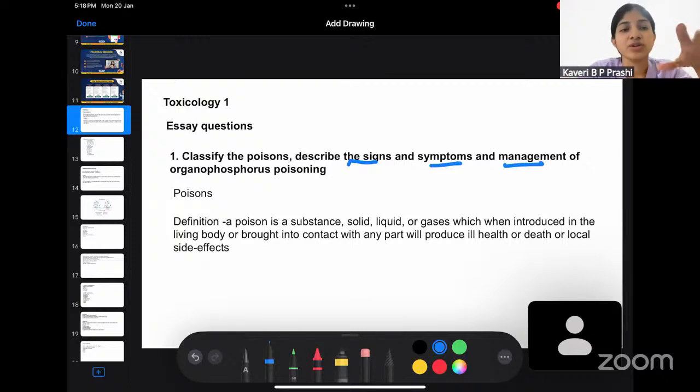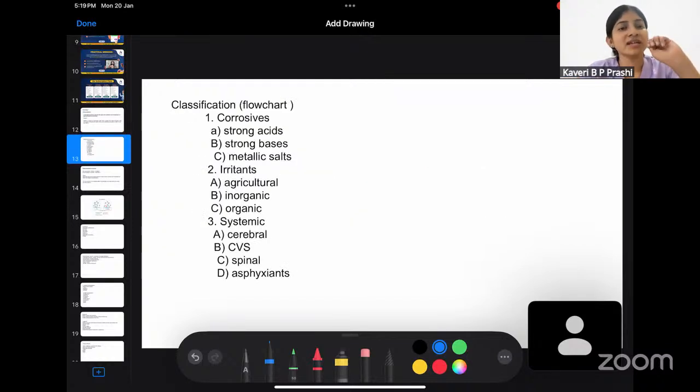Now, firstly, they're asking you about poisons. Even though the question did not ask you for a definition of poisoning, it is always wise to write the definition. So what is a poison? A poison is a substance which could be solid, liquid, or a gas, which when introduced into the living body or brought into contact with any part will produce ill health or death or local side effects. So it is not that you have to ingest it or take it orally to cause a side effect. It could be taken orally or come into contact with skin or anything like that, which could cause the side effect. Now, what is the classification?